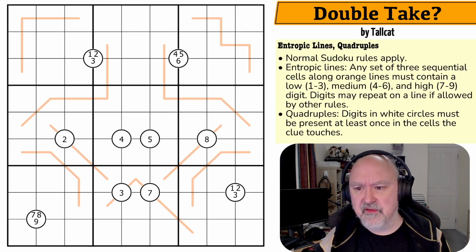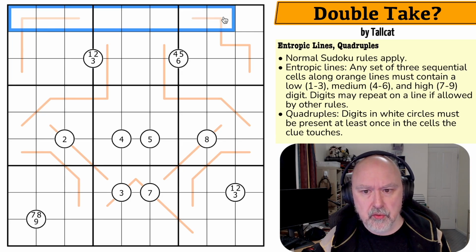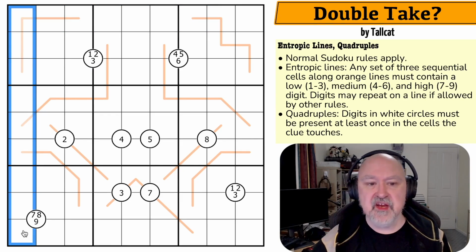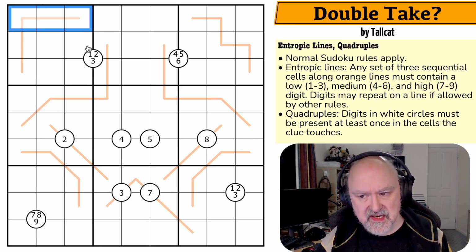So what do we have? We have normal Sudoku rules apply. So in every box, in every row, and in every column, the digits 1 to 9 must be placed without repetition. Entropic lines. Any set of 3 sequential cells along an orange line must contain a low digit, a medium digit, and a high digit. Digits may repeat on a line if allowed by other rules.